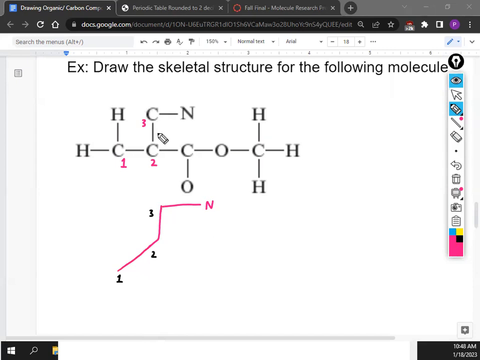Okay, so we finished the end of that line, right? We stopped right there. So let's go backwards to carbon 2. So right here. Carbon 2, if you go to the side, it connects to another carbon. So let's go to the side. And we'll call this guy right here carbon 4. Okay, so carbon 4.